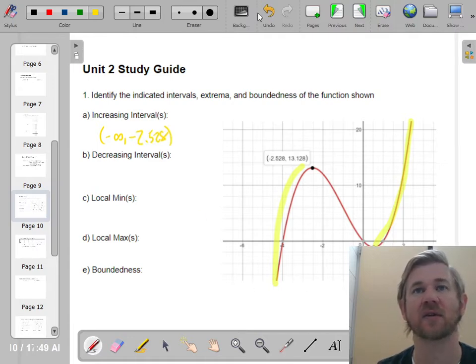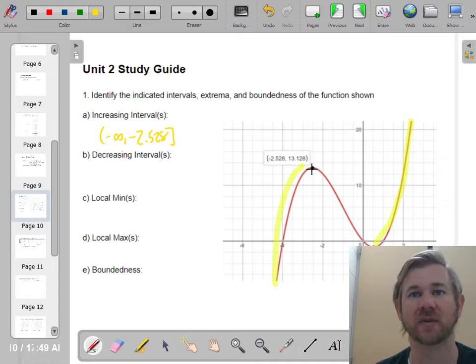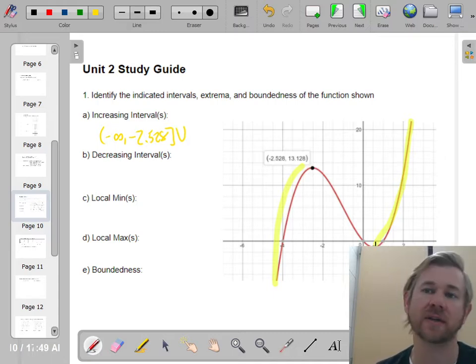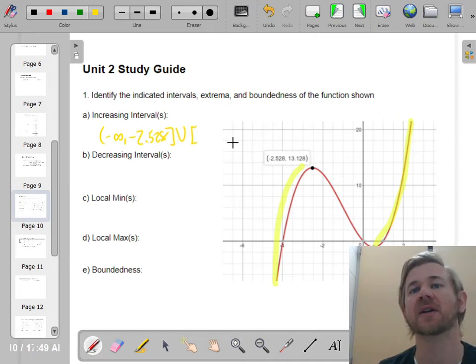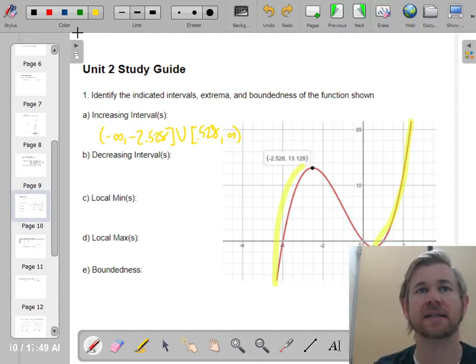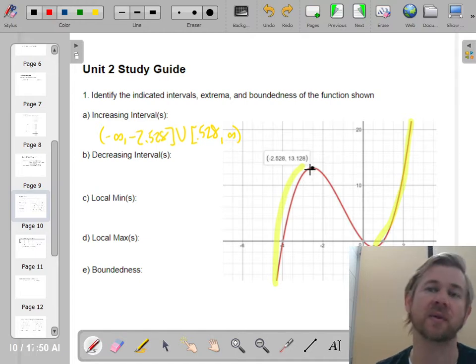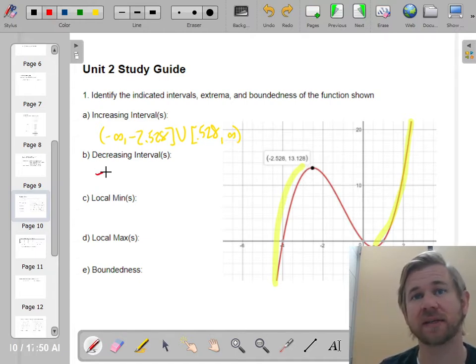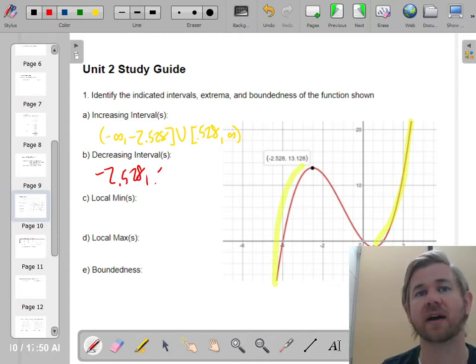That's the first interval of increasing, and we're going to use brackets for all of these endpoints except for infinity. Then union. This is not an interval of increasing. This is: starting at 0.528 and going on forever as x goes forever to the right, we are continuing to be increasing. Decreasing intervals are when you go down as you read left to right, so that would be negative 2.528 to 0.528. Remember, these are only x values.